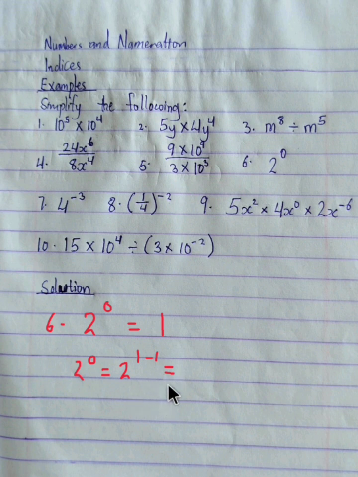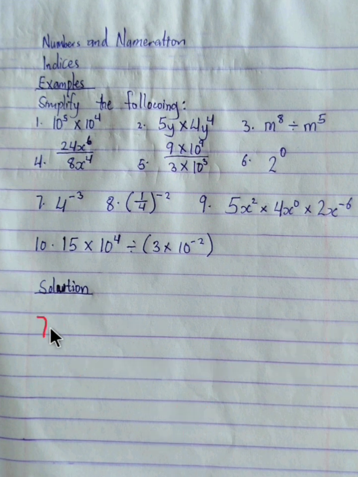And if we transform this, that's going to be 2 raised to power 1 divided by 2 raised to power 1. And that is 2 divided by 2, and that is 1. We can try it for another number, be it 5 raised to power 0 or 100 raised to power 0, it will always be 1. So any number raised to power 0 equals 1.